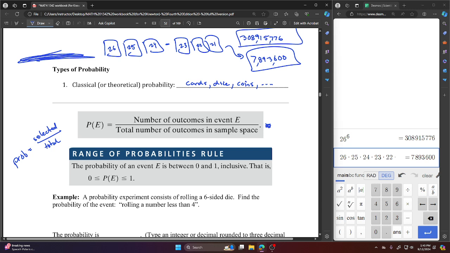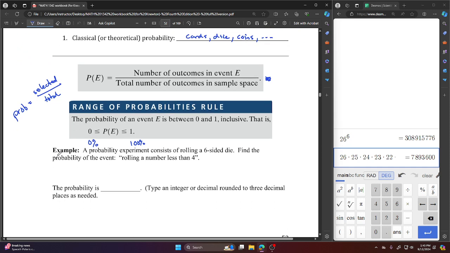Okay. Probability has to be from 0 to 1, which again means 0% all the way to 100%. So whenever you get a probability of rain, it stops at 100, right? Hopefully. Well, actually, not hopefully. Now we could probably use some.